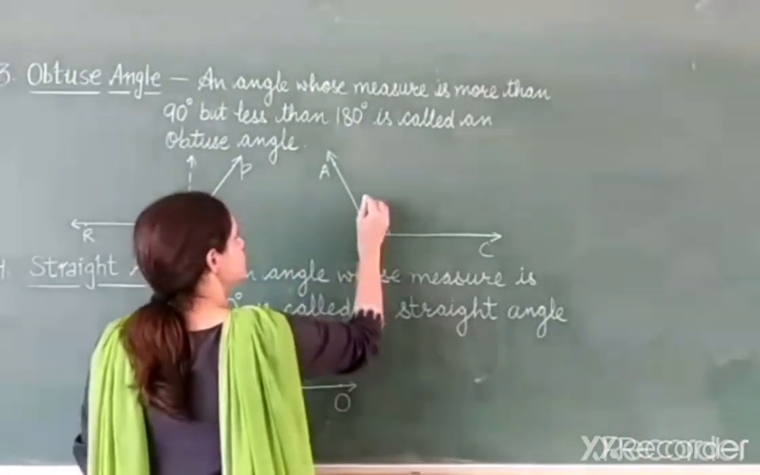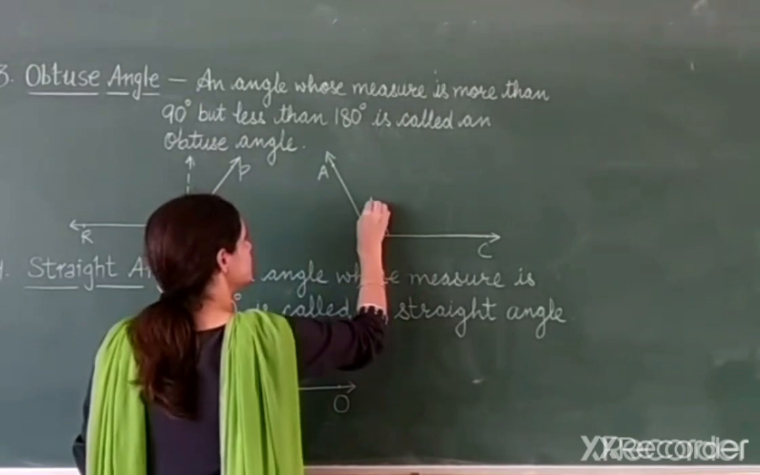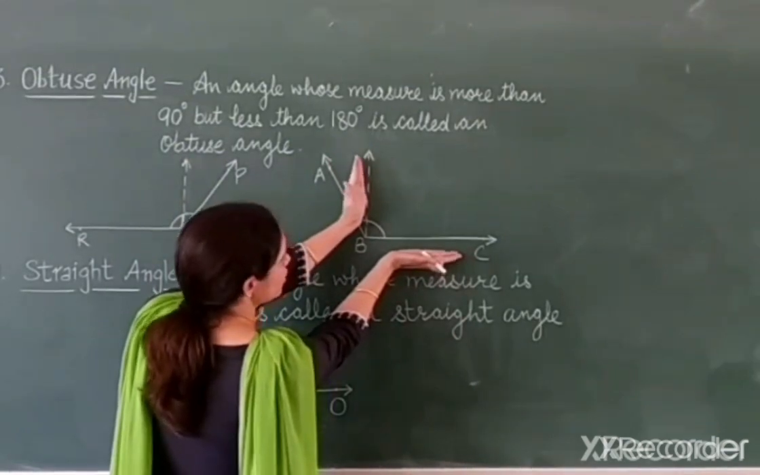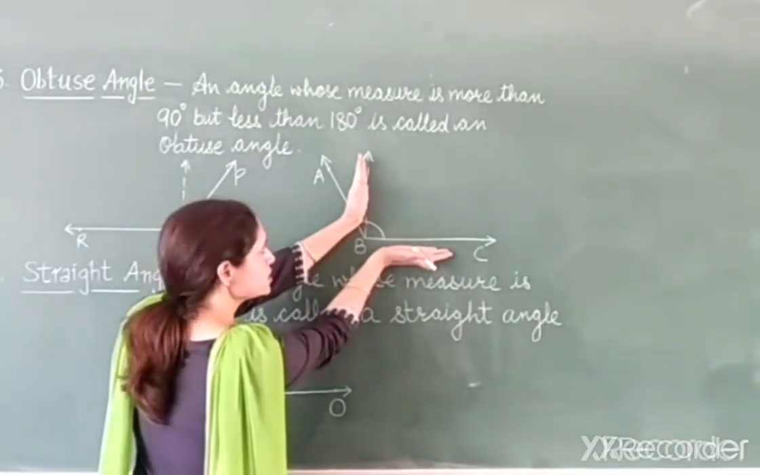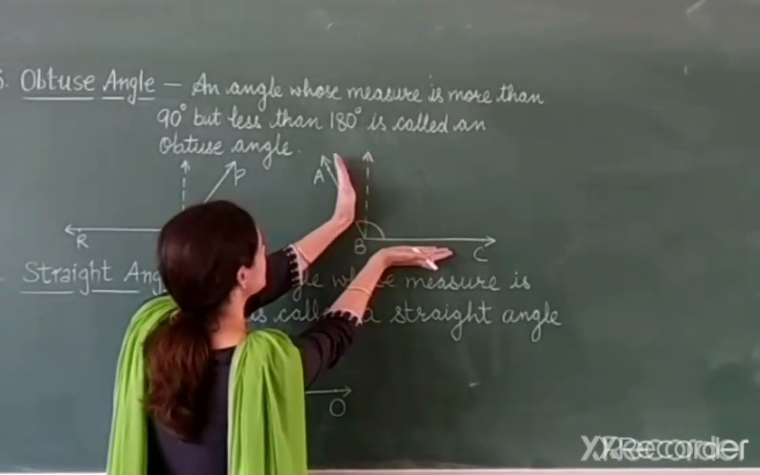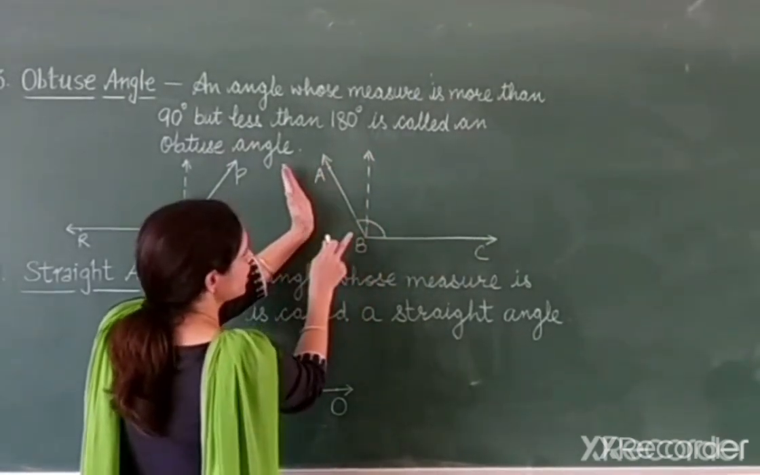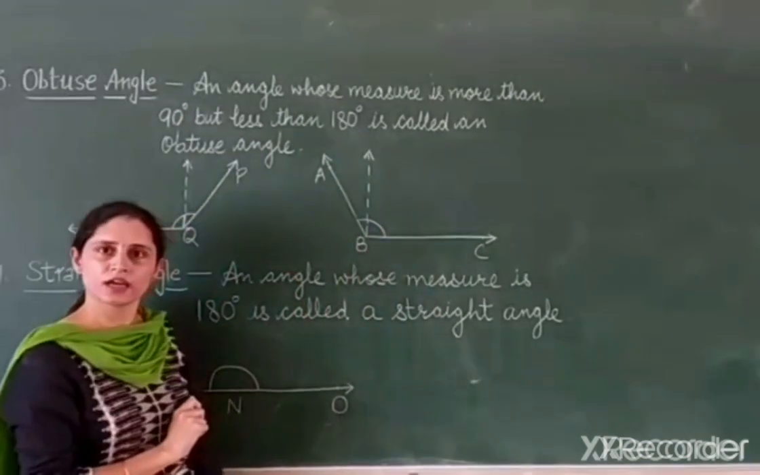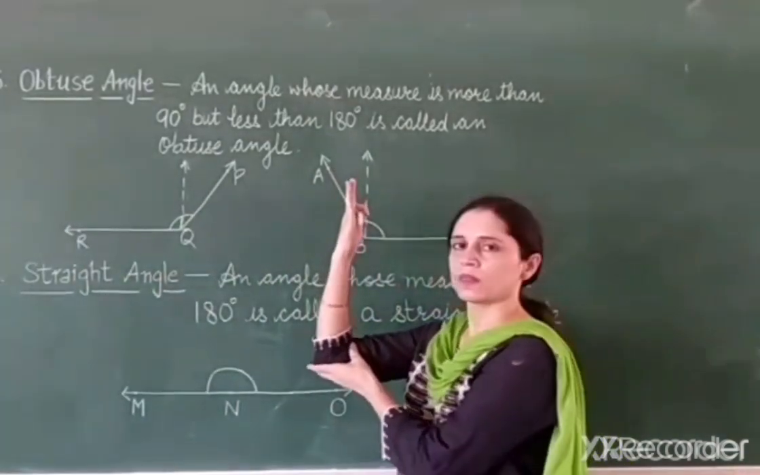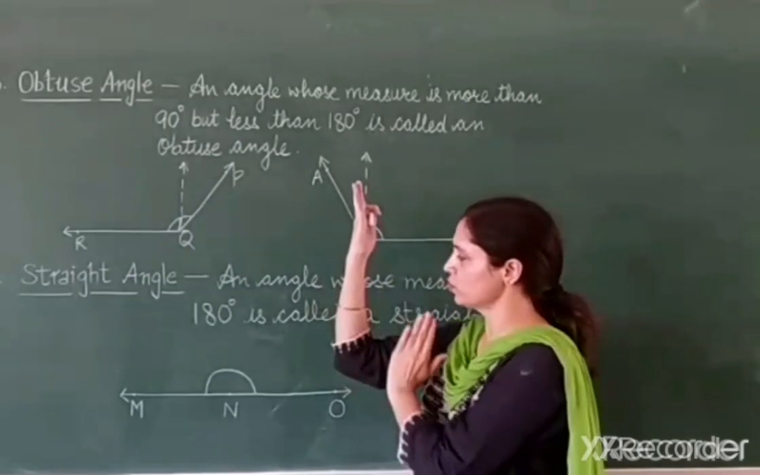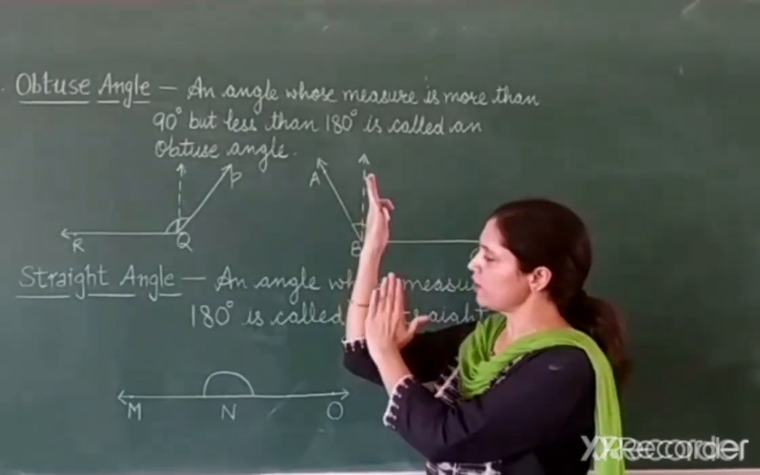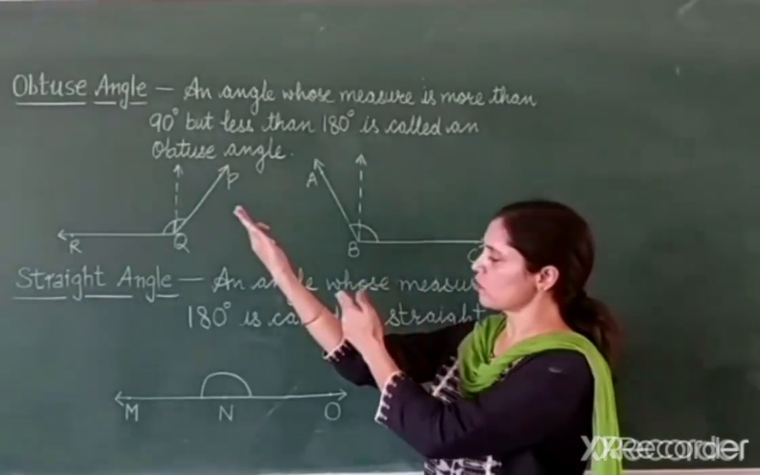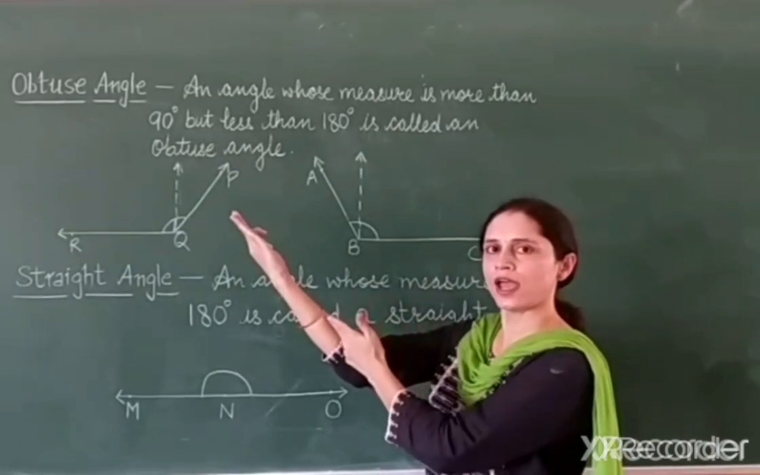Same here. First, with a dotted line, I will make an angle of 90 degree. So this ray and this ray form an angle of 90 degree. When this ray moves away from this ray, these two rays, ray BA and ray BC, form an obtuse angle. For example, with the help of my hand, I will show it to you. It is a 90 degree angle. When this side moves away from this side, this forms an obtuse angle.